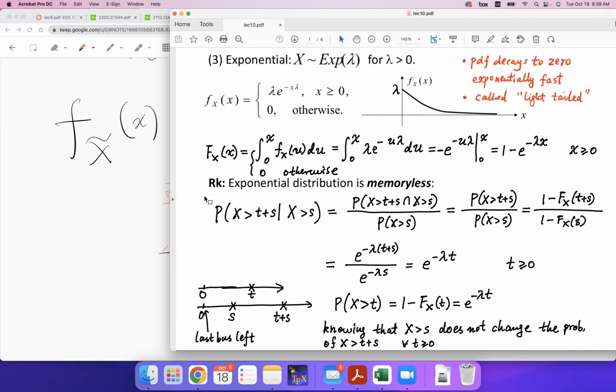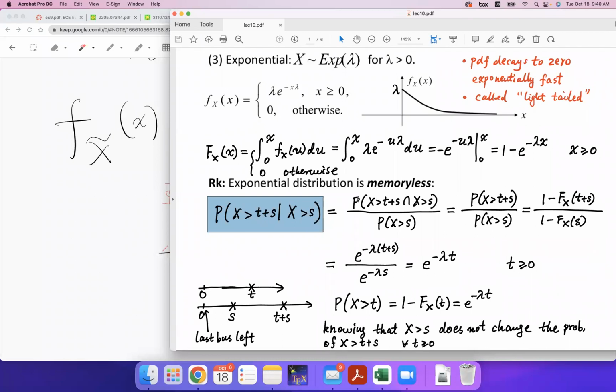And then we are looking at this conditional event. So given that we have already waited for s minutes, what is the probability that we need to wait for an additional t minutes? More than t minutes, actually. So for this event, we are essentially looking at this conditional probability.